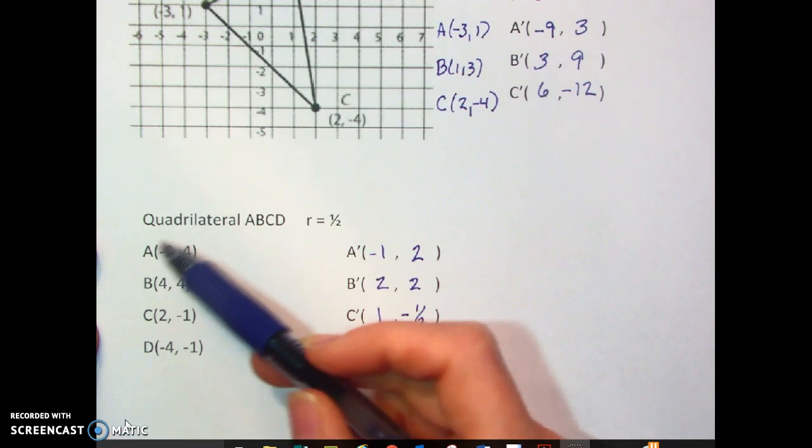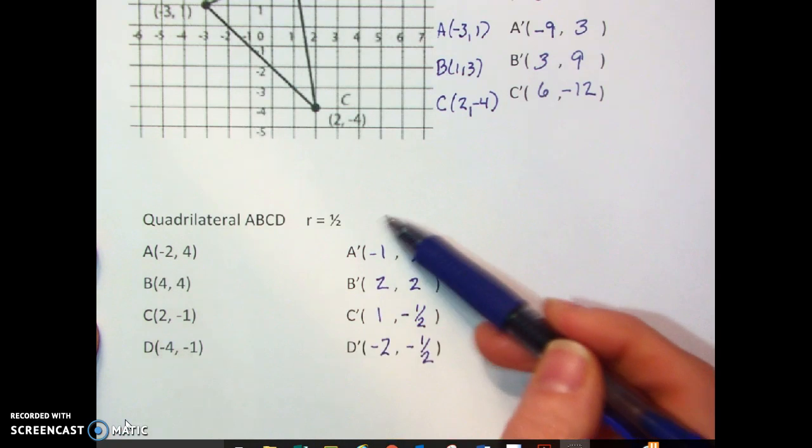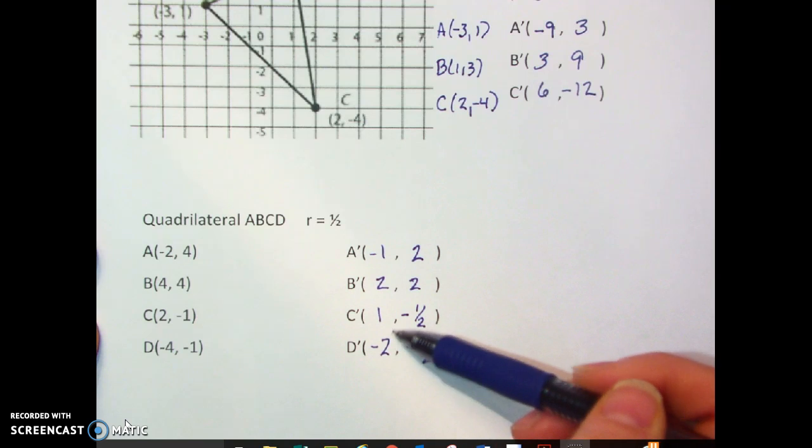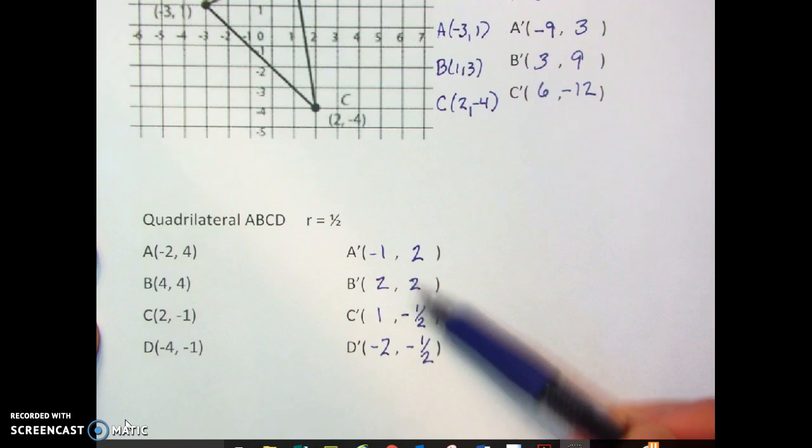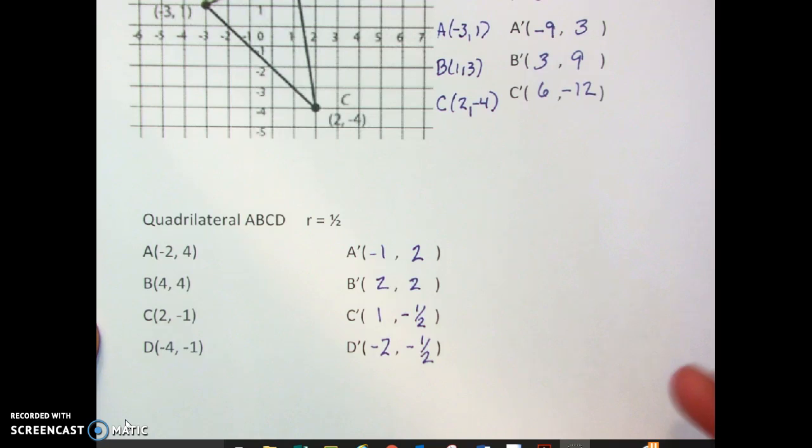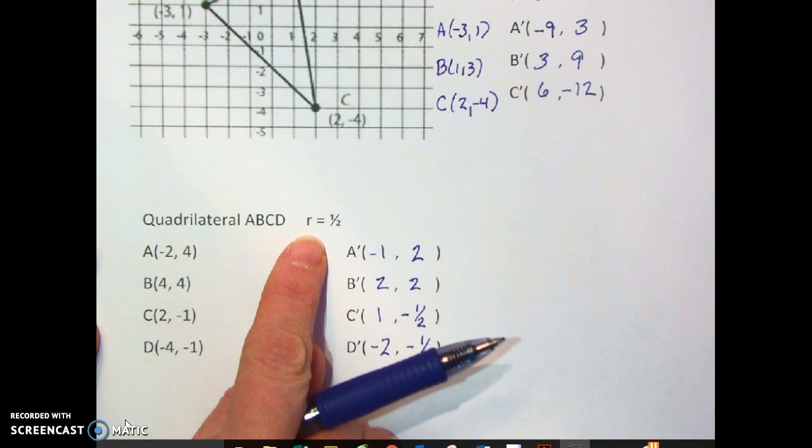So we could graph our original shape if we needed to. We could graph our new shape if we needed to, our pre-image and our image, and we'd be able to look at the comparison. This image should be smaller since the scale factor is 1/2. It's making it smaller.